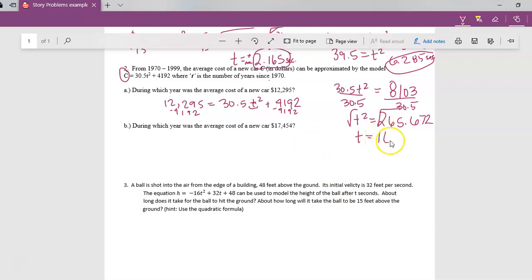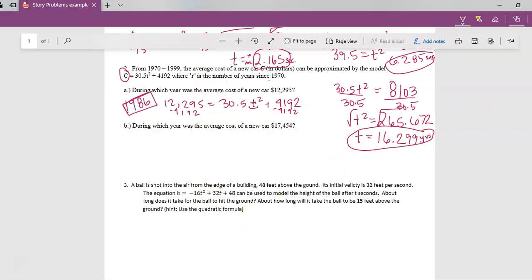But since it's talking about time that's passing, it doesn't make sense to do the negative. Actually, it asked me what year, during which year. So it's been 16 years since 1970. So add 16 to 1970. So the year would be 1986. It only makes sense to take the positive here, not the negative, because you can't really have negative time. Okay, during which year was the average cost? I'm actually going to skip B because it's the same as A, just a different number.